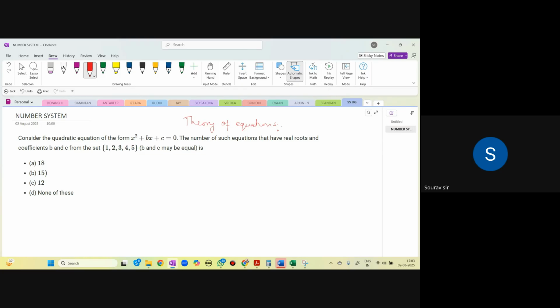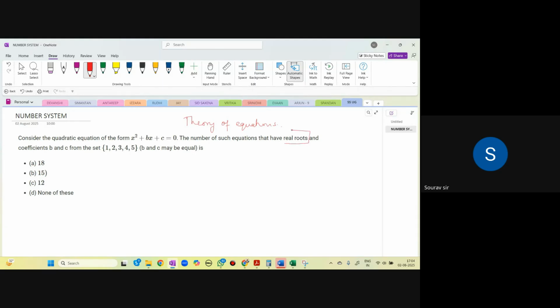Now, the number of such equations that have real roots and coefficients b and c from the set 1, 2, 3, 4, 5. B and C can be equal as well. So how many such equations are possible? How would you solve this? Sir, using the discriminant. Very good.